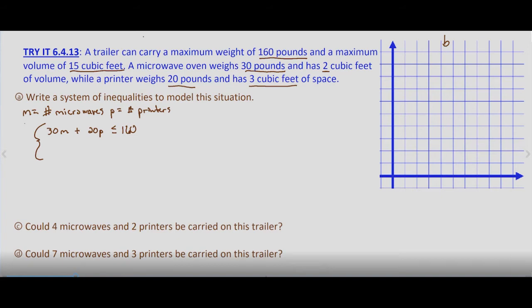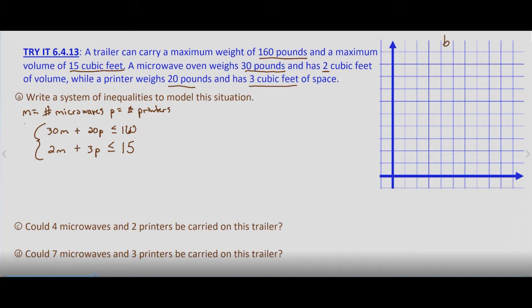And now we just apply the same thing to the volumes. We know that 2 cubic feet per microwave, so 2 times the number of microwaves, plus 3 cubic feet per printer, so 3 times the number of printers, has to be less than or equal to a total volume of 15 cubic feet. Now, this is a perfectly acceptable response for write a system of inequalities to model this situation.